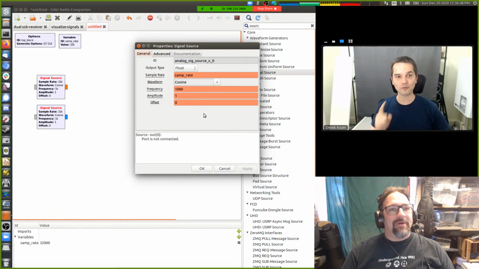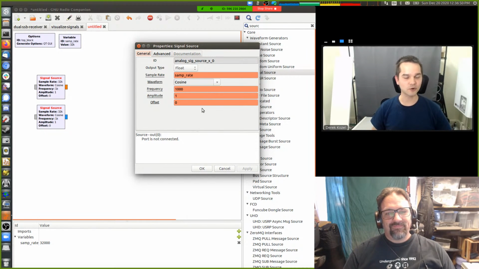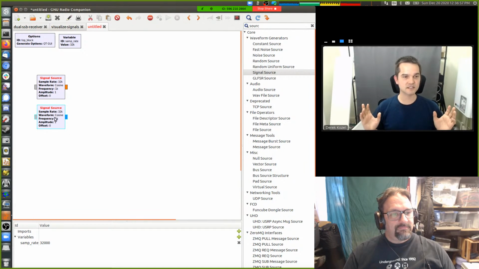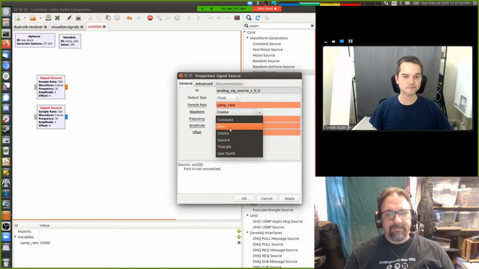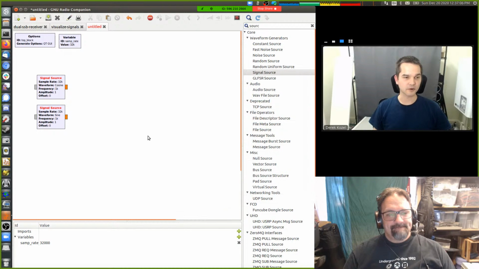All right, are you able to see it now? I am able to see it. Cool. Okay, so you converted it to a float. Great. Yeah, that's fine. Convert the other one to a float as well, and make one a sine. Change it to a sine, yeah. Yep. Okay, and hit OK.